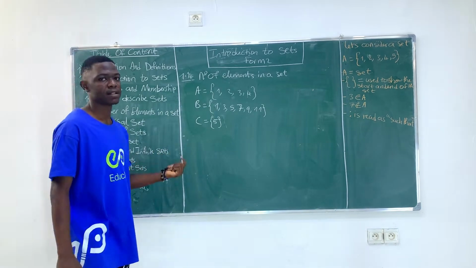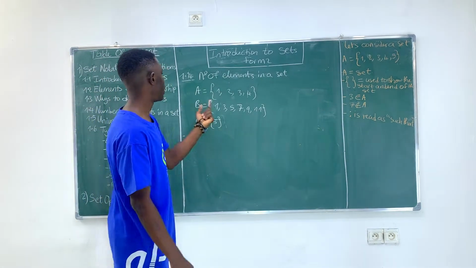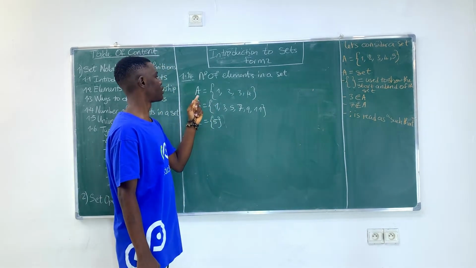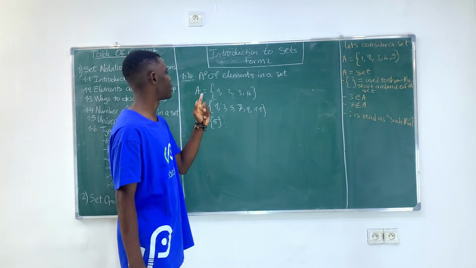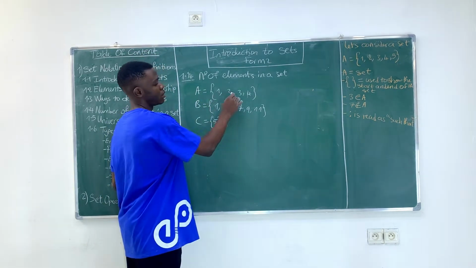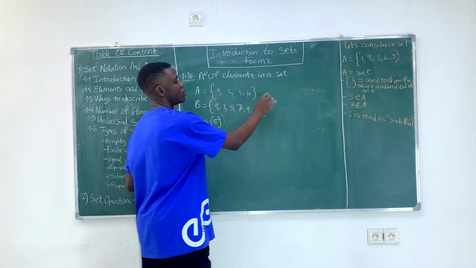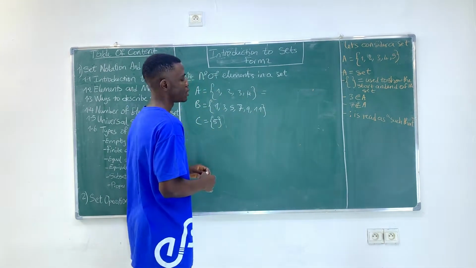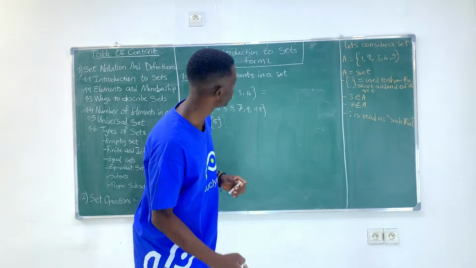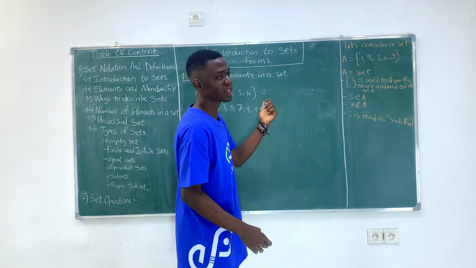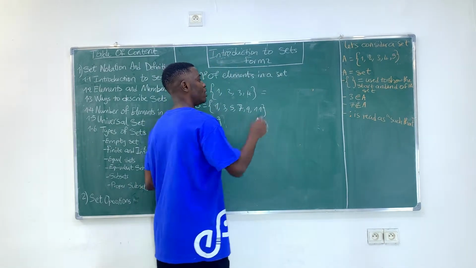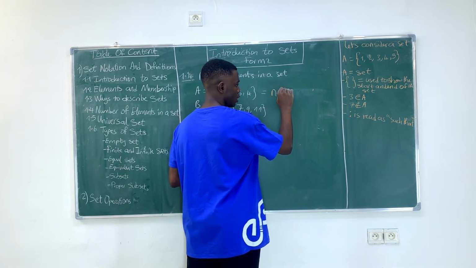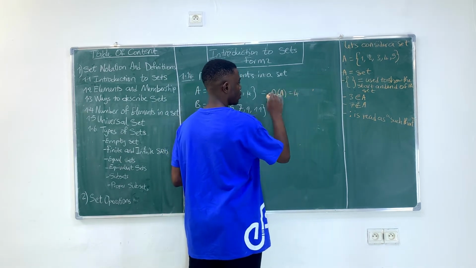How do you represent the number of elements in a set? Let's start with set A. What is the number of elements in set A? 1, 2, 3, 4. So there are 4 elements. How do you write in set form that there are 4 elements in set A? We write n(A) = 4.